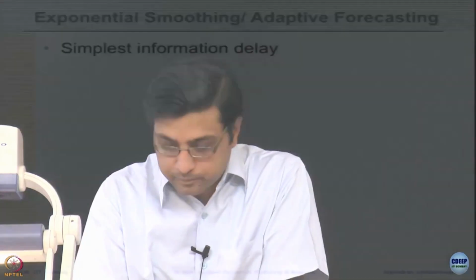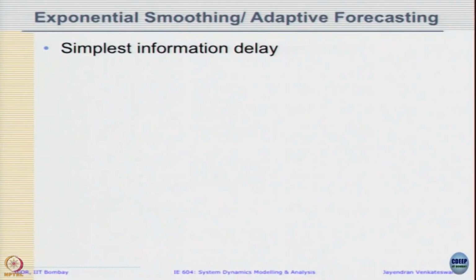So, just like we did with material delay, let us take up some simple cases of how to model information delay and look at higher order models. There are some parallels: similar to material delay, we have a first order information delay and higher order information delays. We will be looking at that in today's class. One of the simplest forms of information delay is called exponential smoothing, or first order exponential smoothing, or adaptive forecasting, or first order adaptive forecasting.